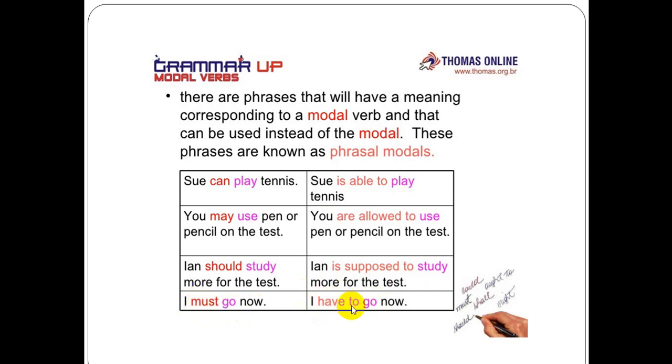We use have to with the pronouns I, they, we, you: have. But with the pronouns she, he, it: has to. Yes, it is very important that you pay attention to this.